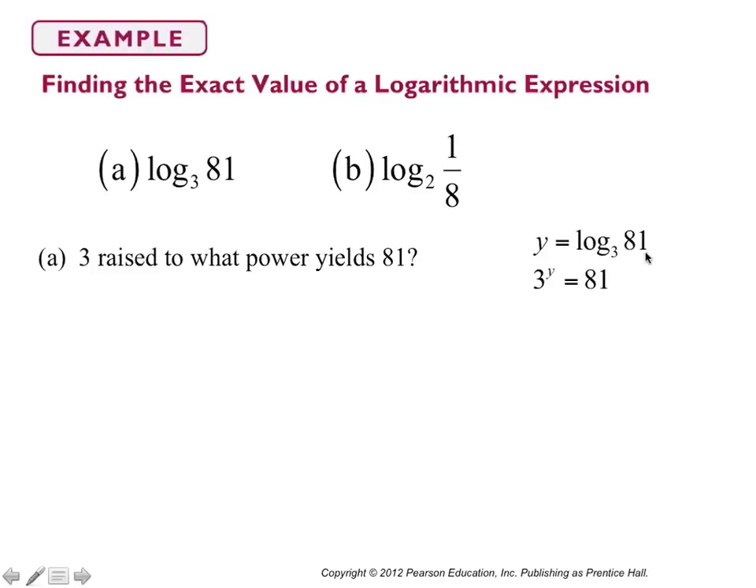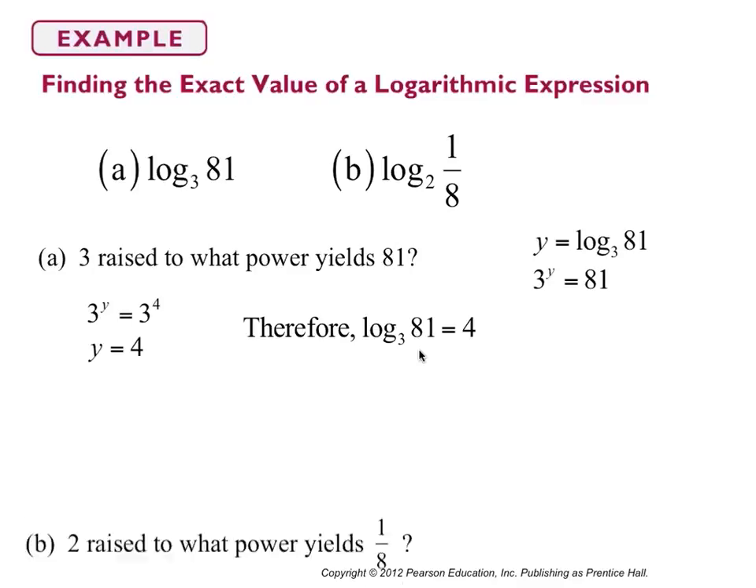And if we rewrite this as an exponential, you're going to have 3, that's your base, to the y power equals 81. And if you think about that, 3 to the 4th power is 81. So you're just going to have y equals 4, or you're just going to get 4 as your answer, because 3 raised to the 4th power yields 81. Therefore, log base 3 of 81 equals 4.